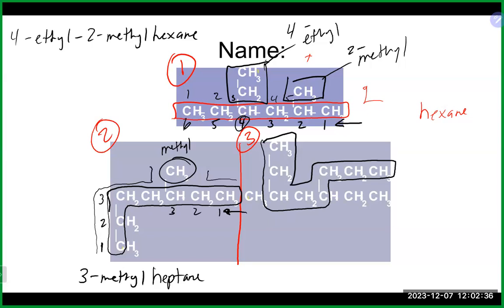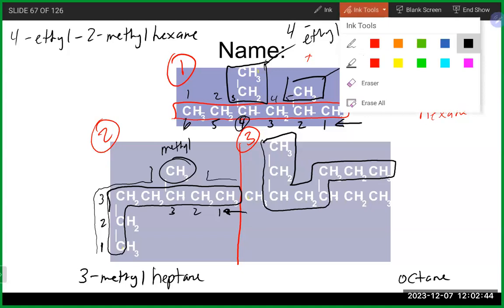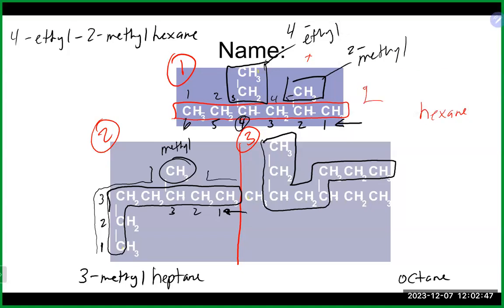So in this case, that means 8 is going to be octane as the base of the name. We then would have some stuff attached there, and it looks like we have a 2 carbon group hanging there and a 1 carbon group right there, which is going to be our ethyl.